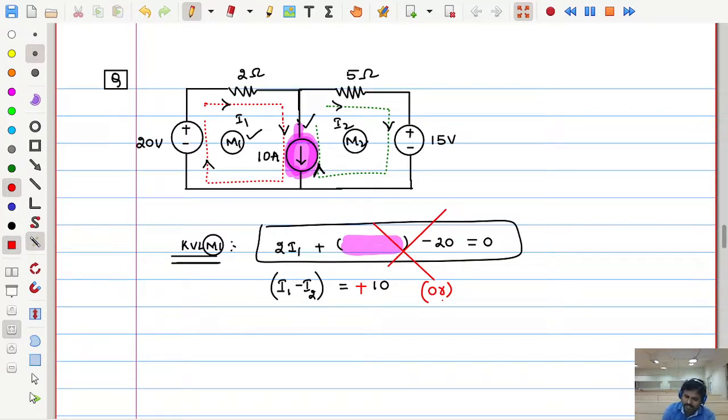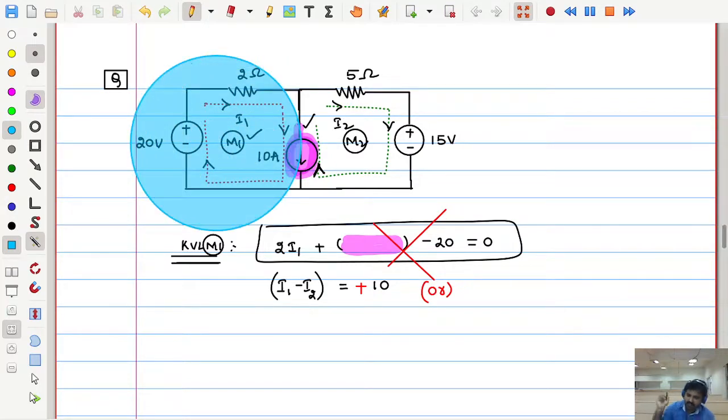Now it's your turn, tell me. My mesh 1 work is completed. This work is over. Now it's your turn, tell me, what is your current? I2. What is your side neighbor's current? I1. So what is your current minus your neighbor's current? I2 minus I1.